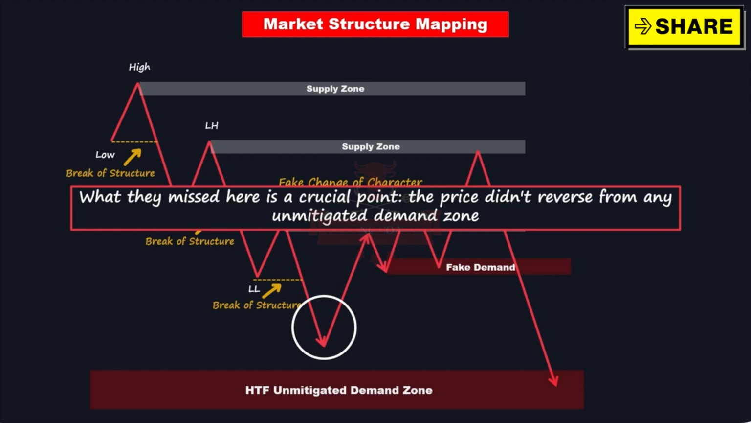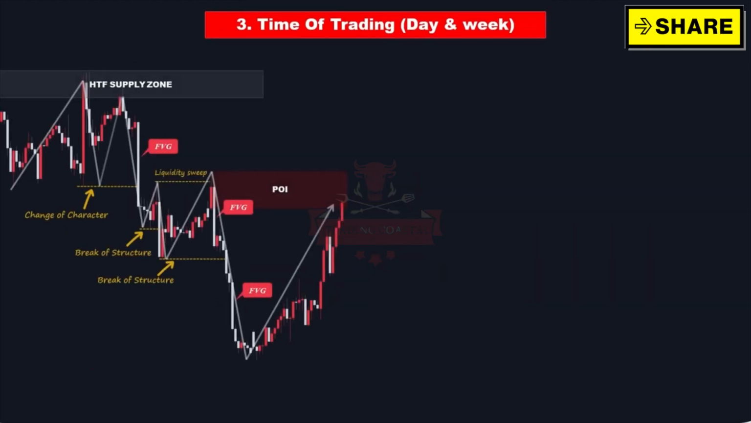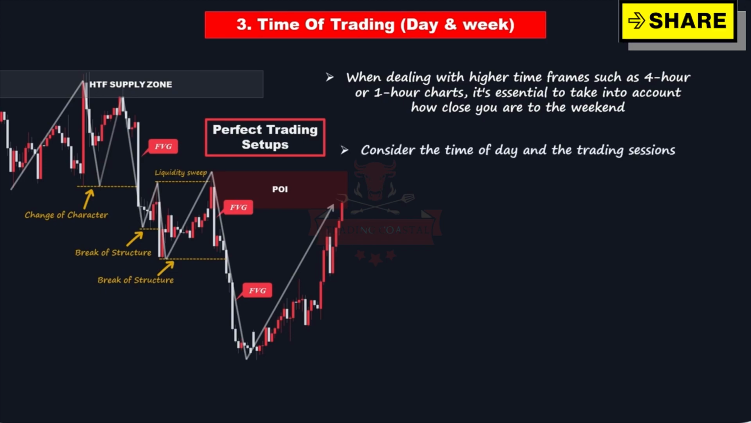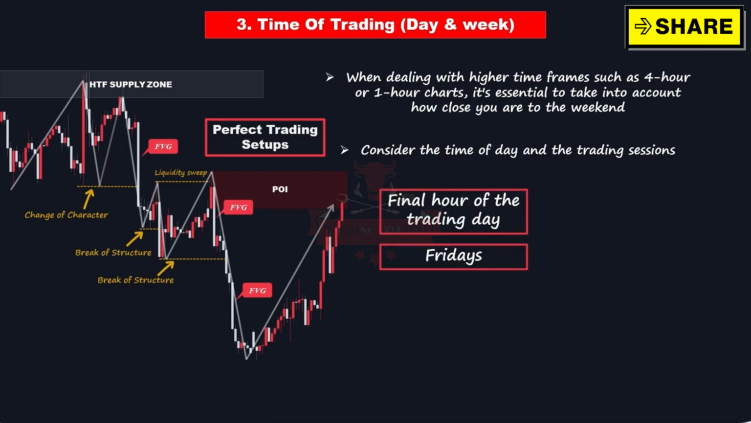Now let's move into the next confluence criteria, the time of day and week. When dealing with higher time frames, such as 4-hour or 1-hour charts, it's essential to take into account how close you are to the weekend. Additionally, consider the time of day and the trading sessions. It's advisable to steer clear of trading during the final hour of the trading day, particularly on Fridays. During this time, liquidity tends to dry up and spreads can widen, introducing higher risks into your trades.